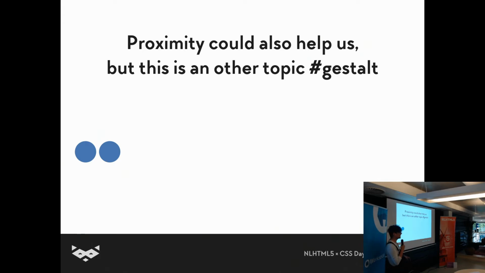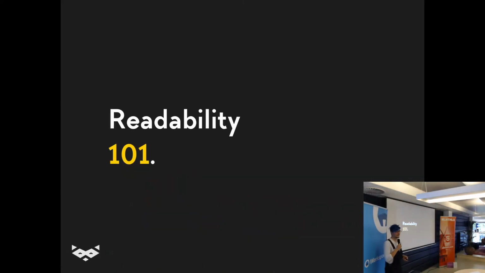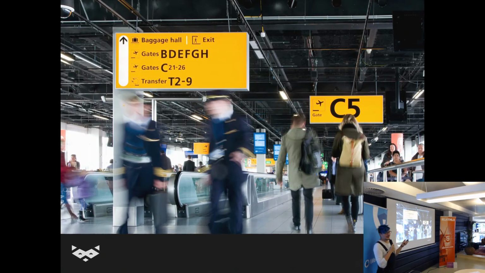But this one is another topic, Gestalt laws and all this kind of design rules. So, readability. The best way to learn readability is going to an airport. In an airport, you will have a lot of writings everywhere explaining a lot of information you don't care about, because the only thing you want to know is where I will board, when I will board, and where is the boarding gate.